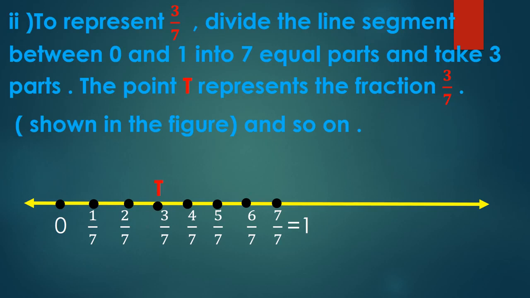Now from out of total 7 parts we want 3 parts. We will take out 3 parts. So the point T represents the fraction 3 upon 7. See here you have written 3 upon 7 where point T is written. Okay, so in this way we represent fractions on number line.